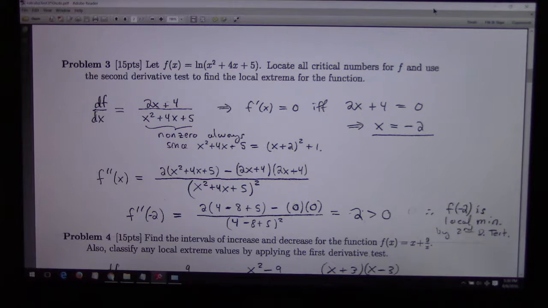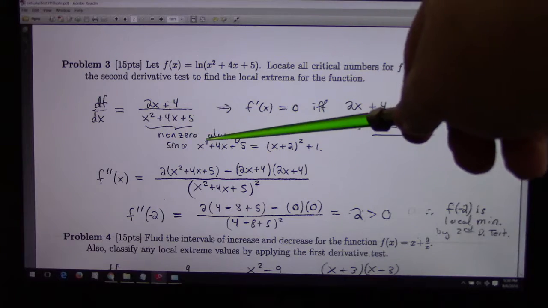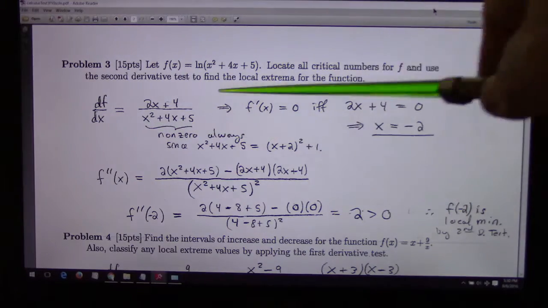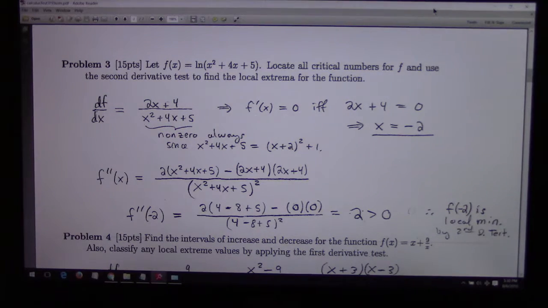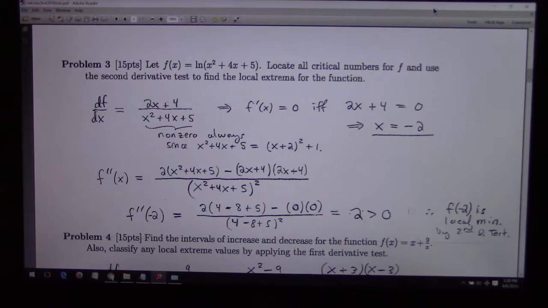Let's see here. Problem 3. Let f of x be the natural log of x squared plus 4x plus 5. Locate all critical numbers and use a second derivative test to find local extrema for the function. So df/dx is this by the chain rule and how logarithm differentiates. The denominator is an irreducible quadratic by completing the square, right? And so the numerator is the only thing we have to worry about for critical numbers. We don't have a division by 0 in this formula. And x equals minus 2 is the only critical number.